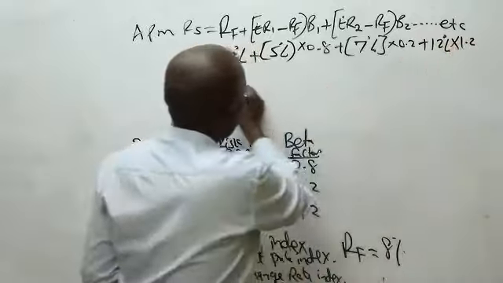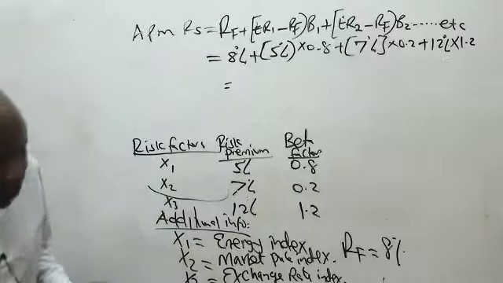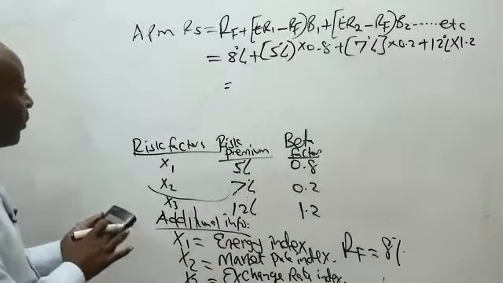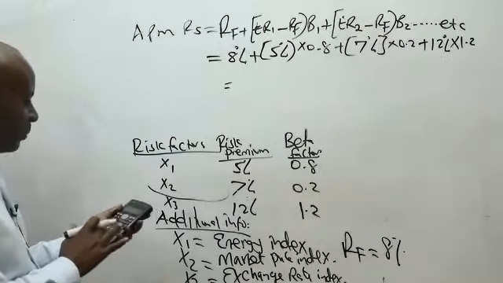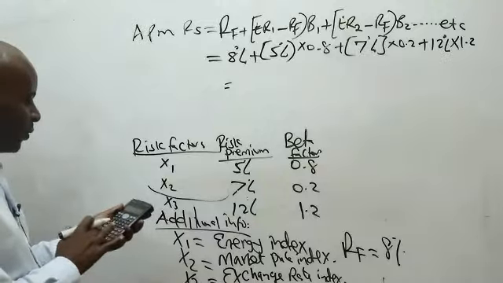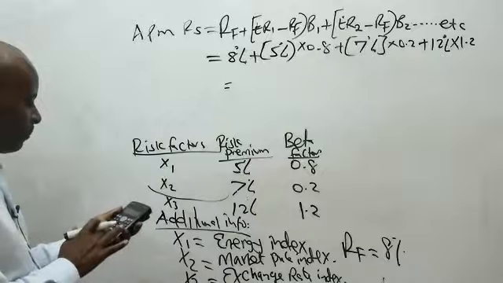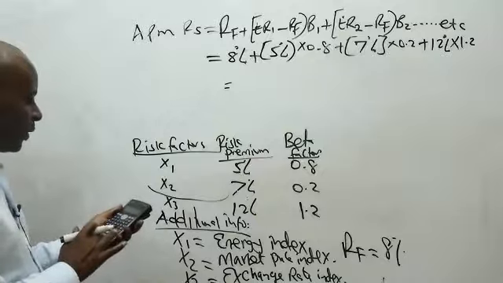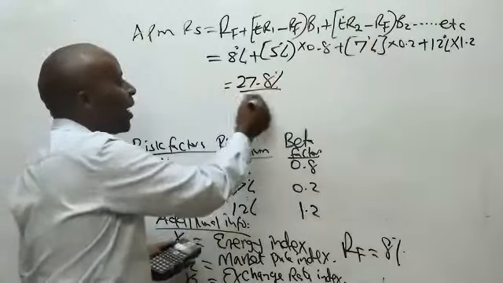So please give us an answer. Make sure you know how to use your body mass very well. If I use my body mass very well, 8 plus 5 times 0.8 plus 7 times 0.2 plus 12 times 1.2, at the end of the day I'm getting 27.8% as the APM returns.